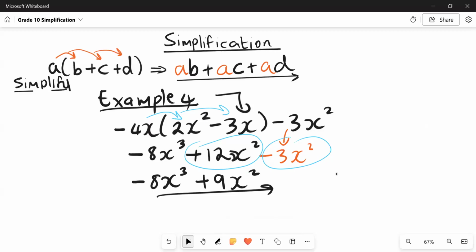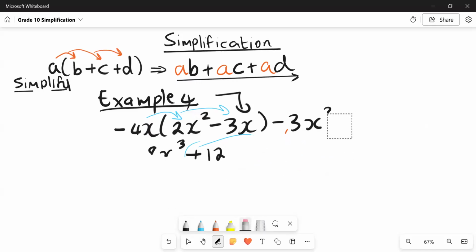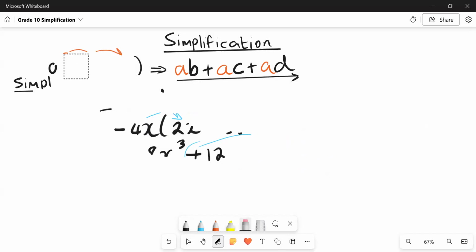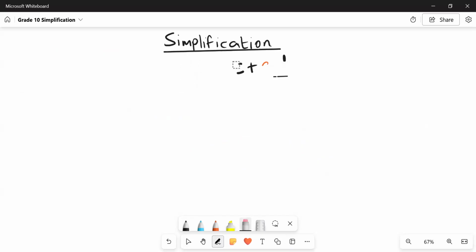Now we have to move to the next part of simplification, which is about expanding and simplifying the product of binomials. If you did not understand, you can pause the video and go back, just to remind yourself. So now we're moving to the next part of simplification, expanding and simplifying the product of binomials.